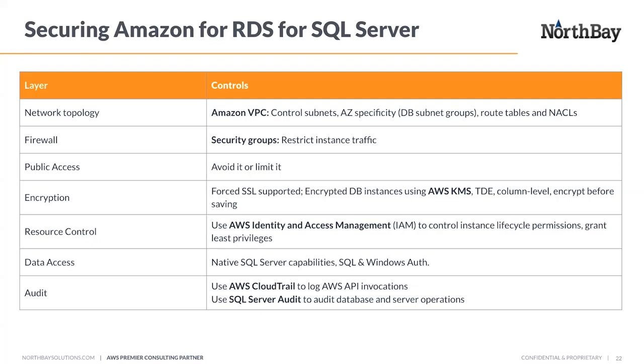For the audit, AWS has another service called CloudTrail to log AWS API invocation. So if you are using RDS related APIs and you're making calls and doing things with the API, CloudTrail will log it, right? You have to enable it, and it will log all the API invocation for the RDS service. Use SQL Server Audit to audit database and server operations, right?